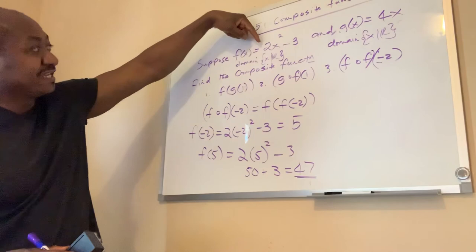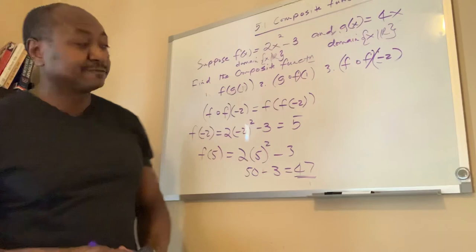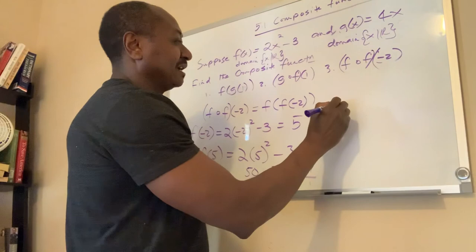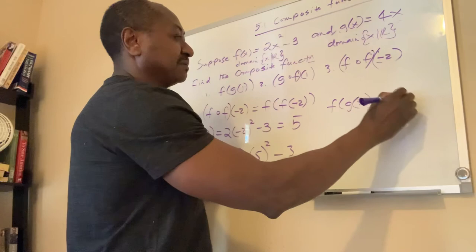Obviously, like we said here, the domain of f of x is the set of all real numbers. So the domain of the composite function, since the domain here is the set of all real numbers, is the set of all real numbers. The domain of g of x is also what? The set of all real numbers.